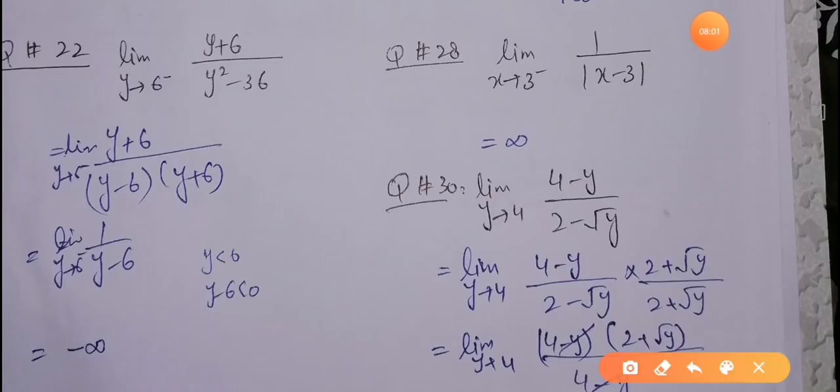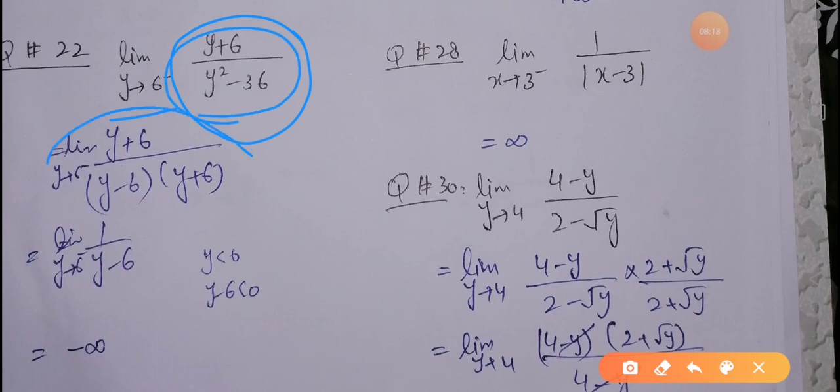Next we have question number 22, limit as y approaches 6 from the left-hand side of (y plus 6) over (y squared minus 36). Directly it will be equal to infinity. In order to check whether it is positive infinity or negative infinity, we have to draw the sign chart. Now there are two methods. You can draw the sign chart for this expression, or you can simplify the expression first and then draw the sign chart.